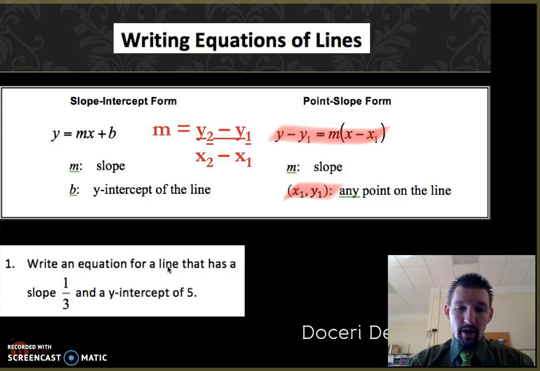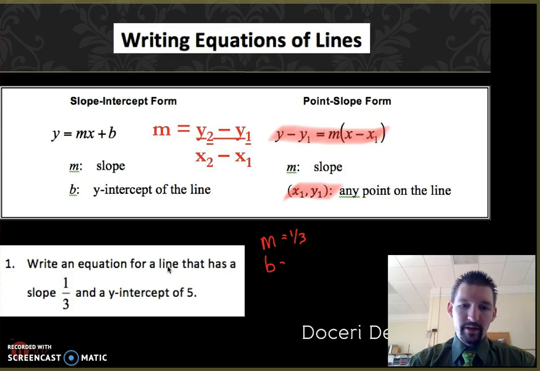So the first example here, write an equation for a line that has a slope of 1/3 and a y-intercept of 5. Well, that means that our m is going to be 1/3. Our b is going to be 5. So the equation will be y equals, since we have slope and y-intercept, 1/3 x plus 5.